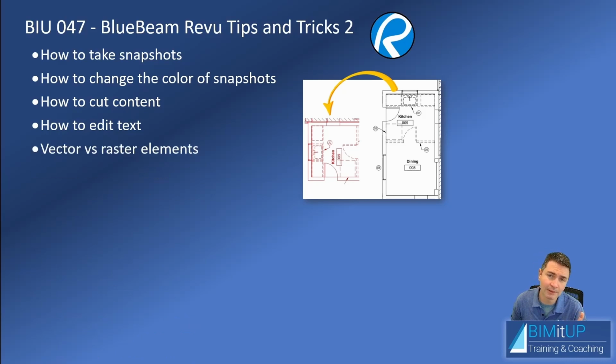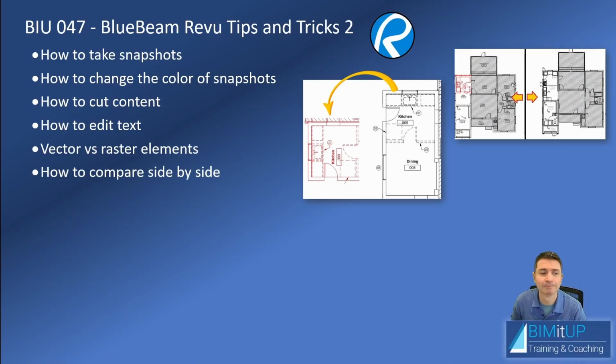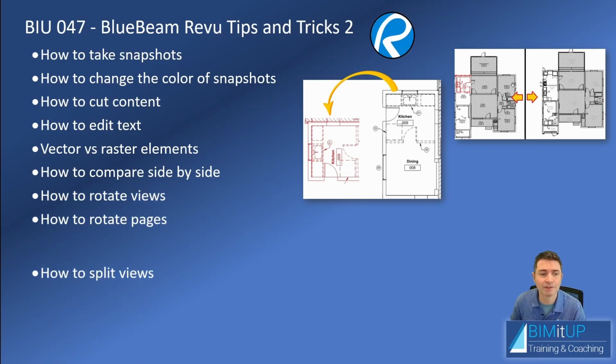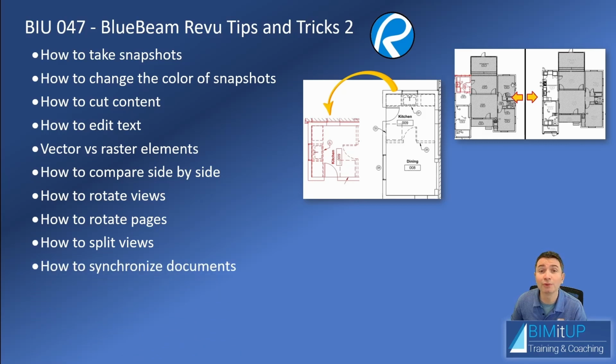We're going to talk a little bit about the difference between vector and raster elements. I'm going to show you how to compare side by side two different PDFs or two different parts of a single PDF. I'm going to show you how to rotate views, how to rotate pages, how to split views. I'm going to show you how to synchronize documents. Extremely powerful. Let's say you have a new plan and an existing plan, and then you're comparing them. You zoom into the new plan, it would zoom in automatically into the existing one. You zoom out, they both zoom out. You pan right, they both pan right. You pan left, they pan left. It's the other way because of the camera.